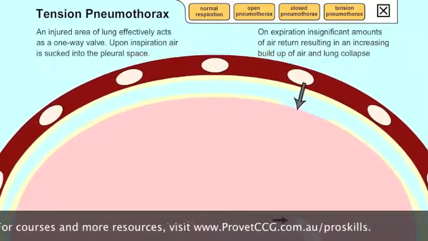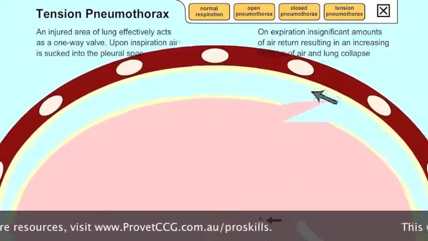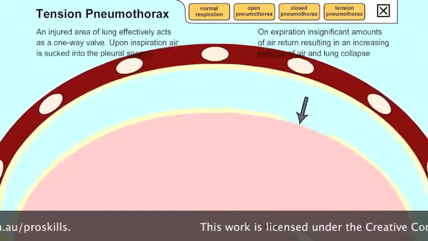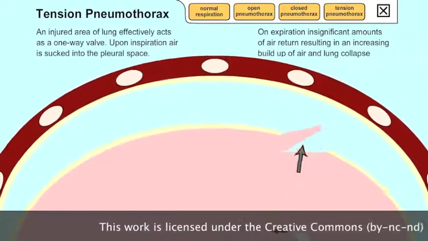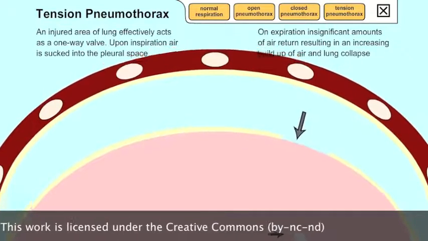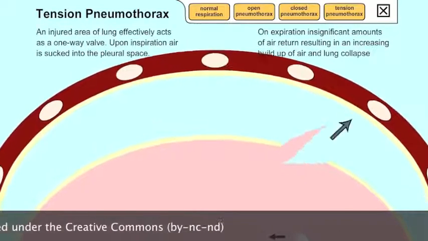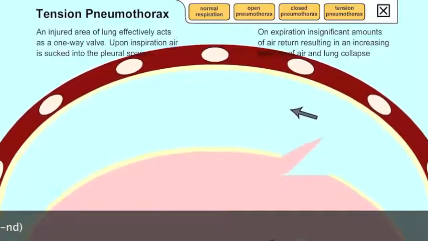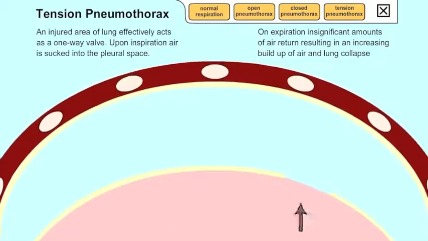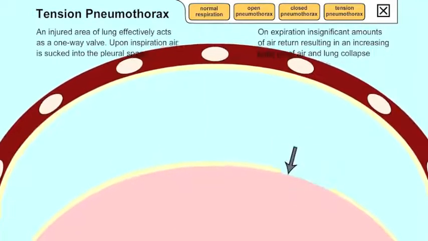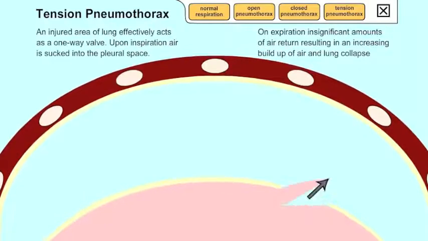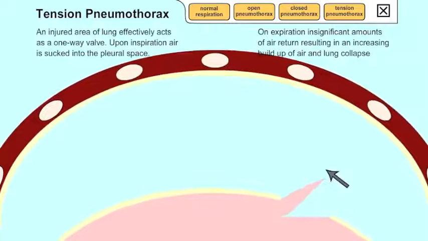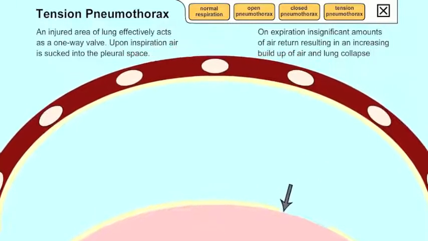Now, the tension pneumothorax, this really is one of the most life-threatening pneumothorax categories. And what's happening is we have an injured area of lung, and it's effectively acting as a one-way valve. So when the animal breathes in, air is sucked into the pleural space. And when the animal breathes out, insignificant, so tiny, amounts of air return. And what happens is we get an increase of air between the lung and the pleura, and the lung will eventually collapse.